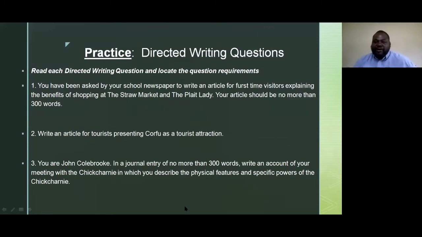Okay, and so now, when they say present Corfu as a tourist attraction, this is where I want to test and I want to show you how analyzing the question helps. What are some things or what are some details you would put into an answer like this? Now, bear in mind, you haven't read the passage. But if you're a travel magazine writer writing for tourists about a place called Corfu, what are some of the details that you would include in such a response?